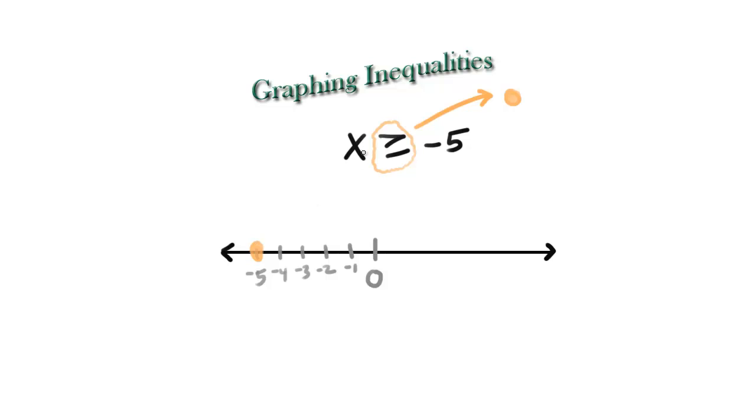And it's greater than or equal to, so it's going to go in this direction. Okay? And then you indicate it with the arrow. So x is greater than or equal to -5 is this arrow pointing in the right direction. Okay?